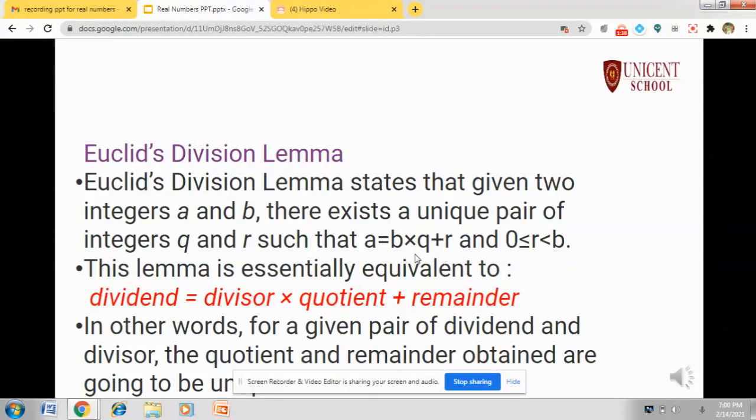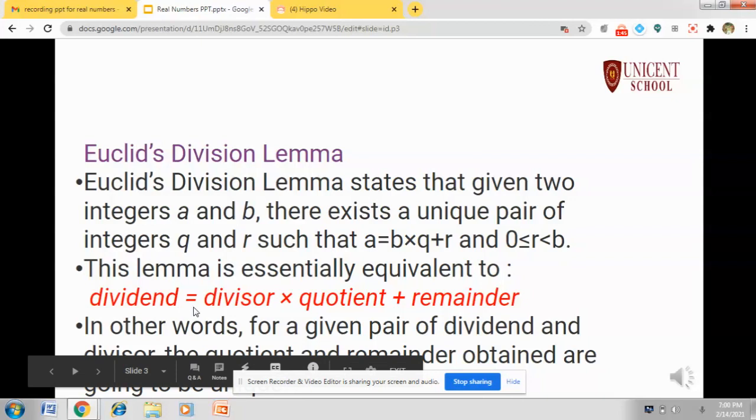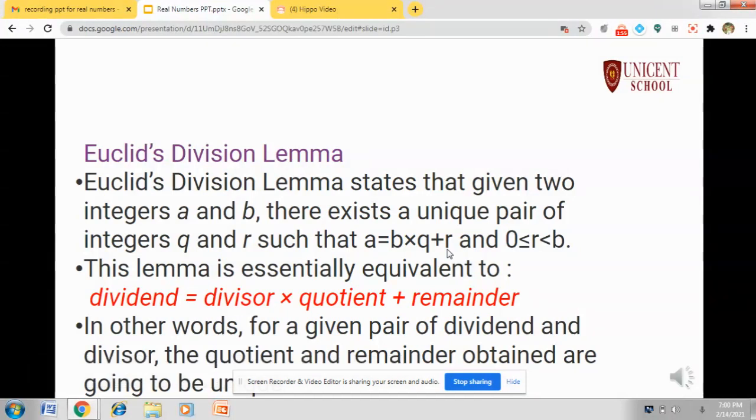This Euclid's division lemma is equivalent to dividend equals divisor times quotient plus remainder. Here in this lemma, q is the quotient and r is the remainder.